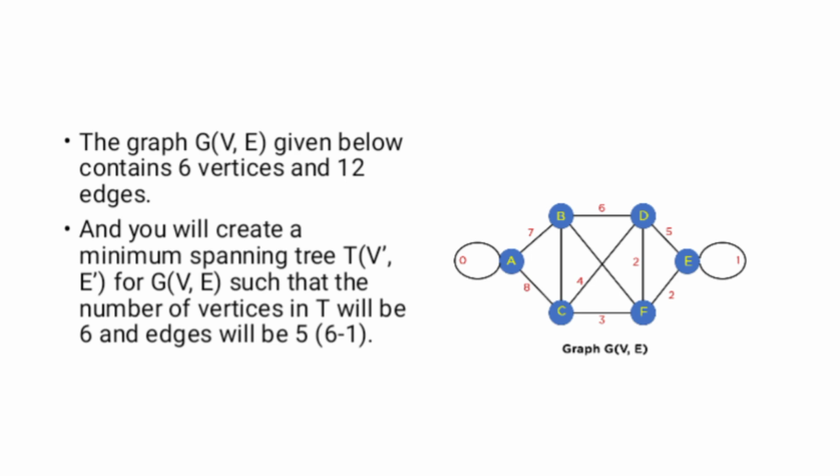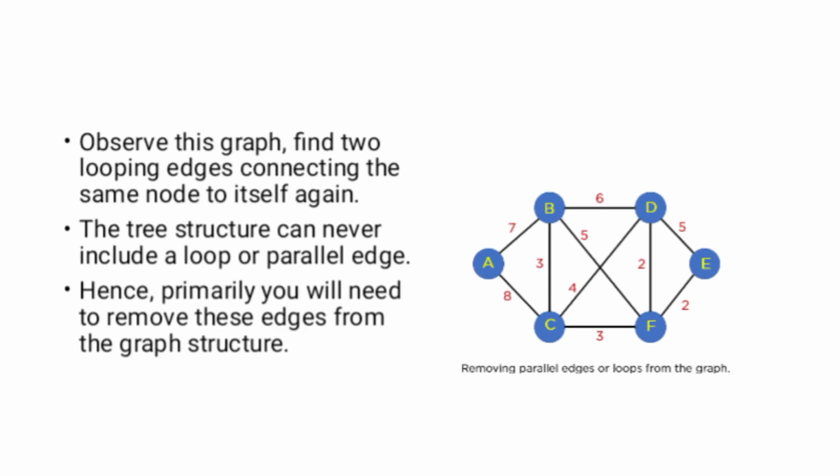If you observe this graph, you will find two looping edges connecting the same node to itself again. And you know that the tree structure can never include a loop or parallel edge. Hence, primarily, you will need to remove these edges from the graph structure. The graph shows that removing parallel edges or loops from the graph.